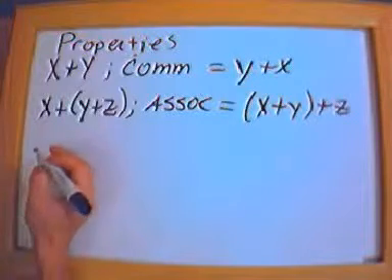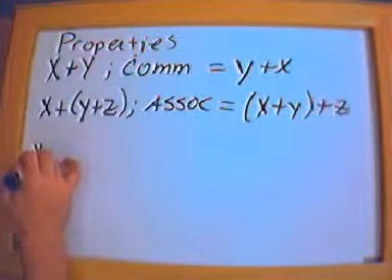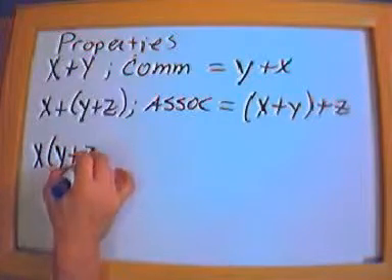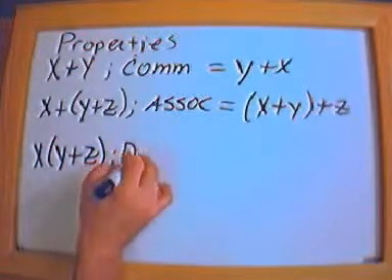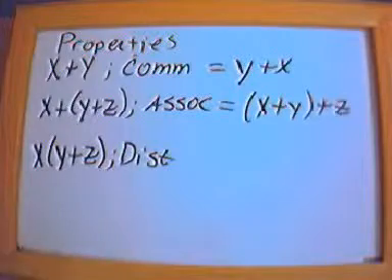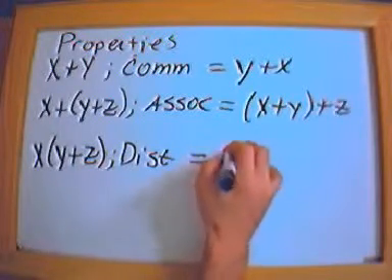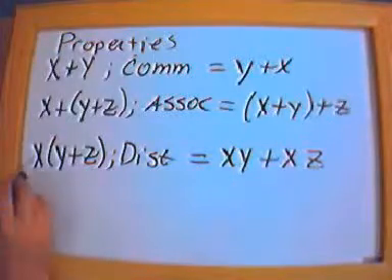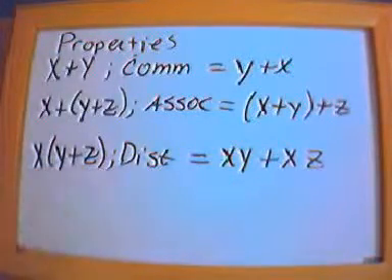That's the associative property. And then finally, to beat it down to death, x times (y plus z) using the distributive property is simply going to be equal to xy plus xz. xy plus xz.